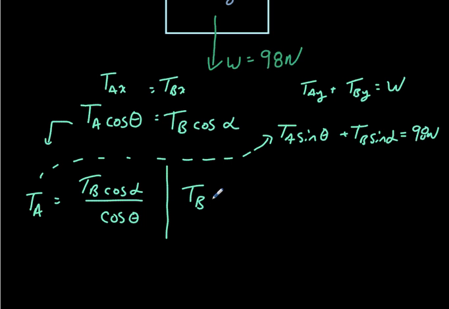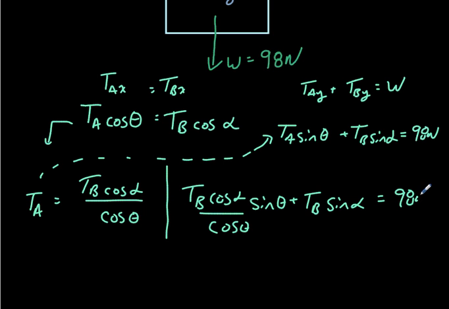TB cosine alpha over cos theta times sine theta plus TB sine alpha equals 98. Is this now solvable if we know theta and alpha? Sure, because the only unknown is TB. Okay?